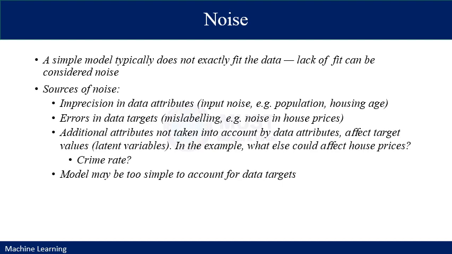There can be some additional attributes which are not taken into account by the data attributes, also classified as noise, and these attributes affect the target values. Often these variables are latent variables. So in this example of the housing data, what else could affect the housing prices? For example, housing prices can vary due to the crime rate in a specific district. So this can also contribute to the noise.